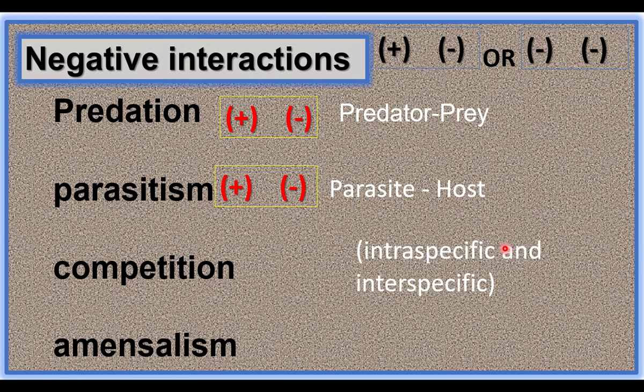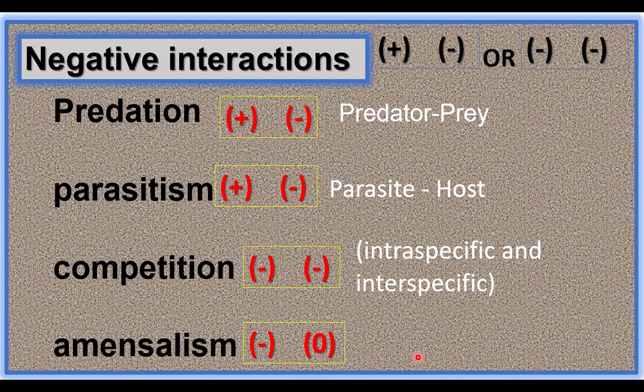In competition, both the members are harmed. Competition may be interspecific or intraspecific: competition within the species, or competition between two different species. Amensalism is an interaction between two different species. Here one of the species is neither benefited nor harmed, but the other one is inhibited.